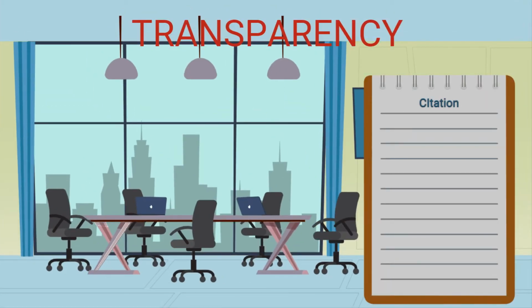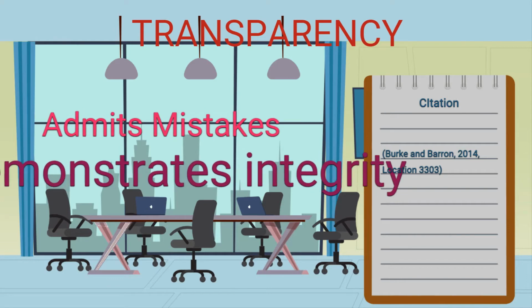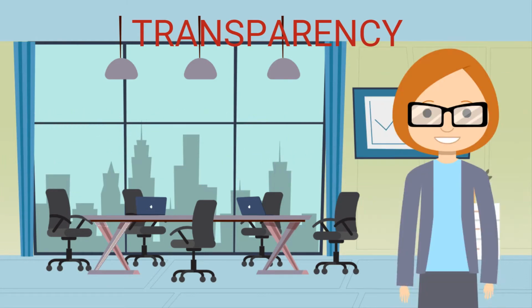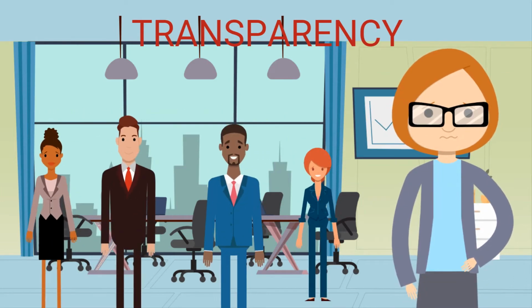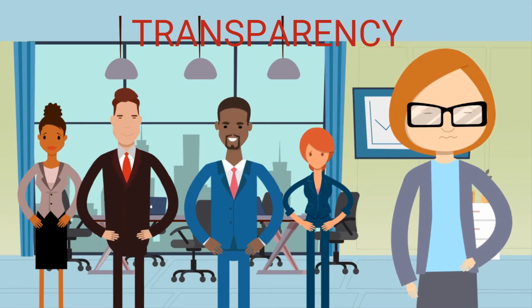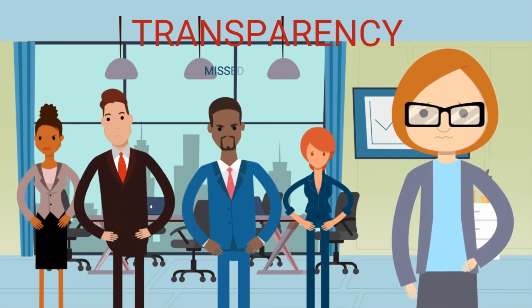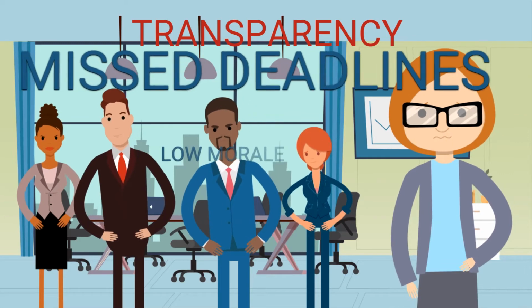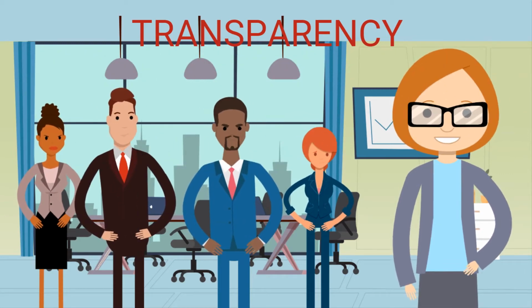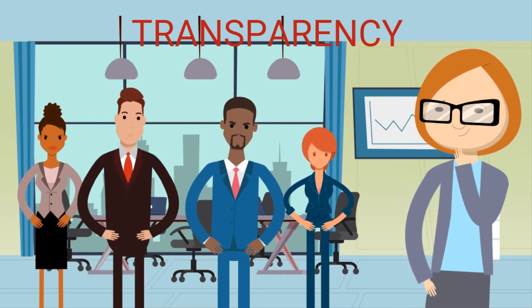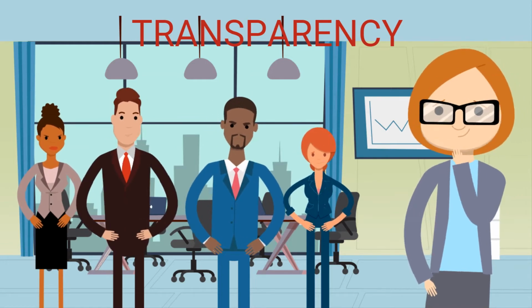Burke and Barron define transparency as being able to openly admit mistakes or faults and demonstrate authenticity. Consider this situation. As the leader of the project, you have set an aggressive schedule and are holding your team to the timeline. Milestones start to be missed, and team morale is at an all-time low. As a leader, you have the option to reflect on what is causing the slippage, and you discover that your time estimations were too aggressive.